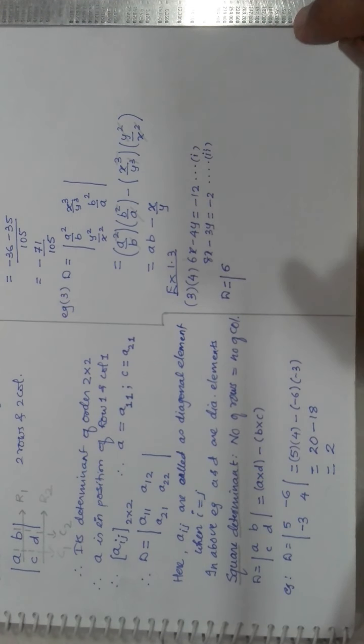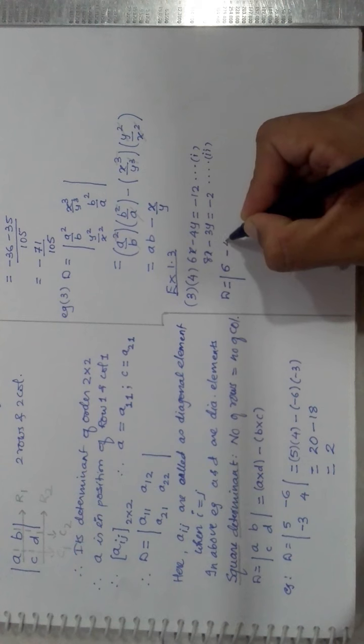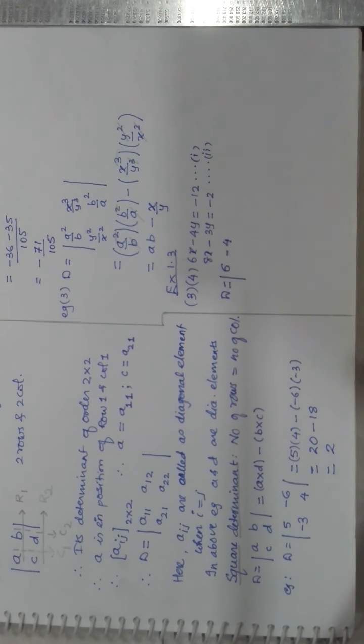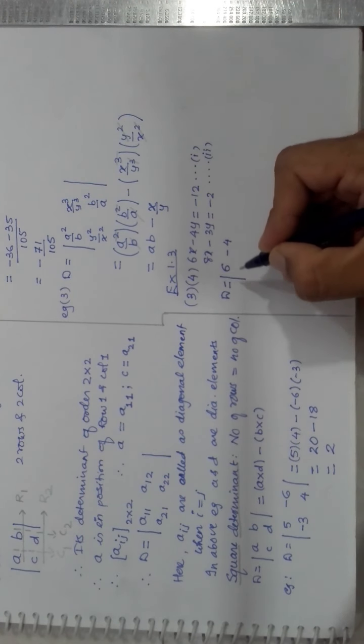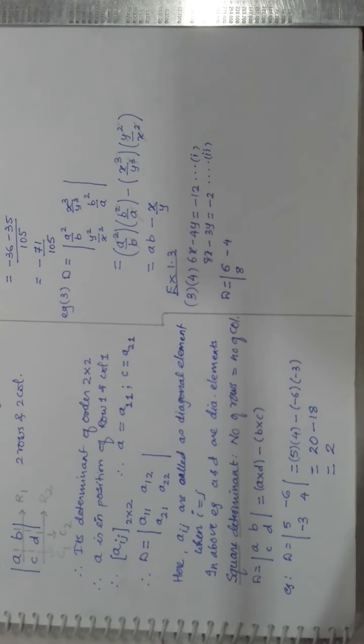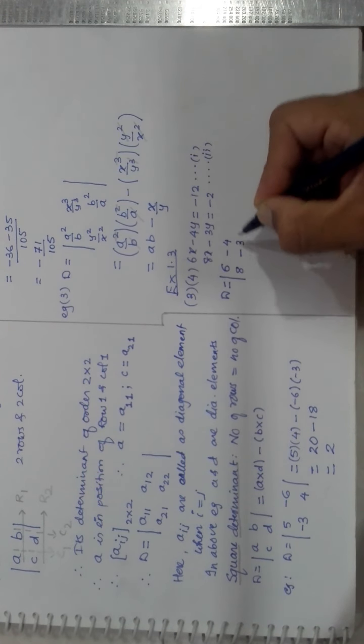Then the coefficient of y in equation number 1 is minus 4. In the straight manner you will write. Got it? As it is written in the equation, same way I have written, only I have dropped the variables. So second one, I will write the coefficient of x below the coefficient of x, that is 8 in row number 2, and coefficient of y below the coefficient of y in row number 2, that is minus 3.